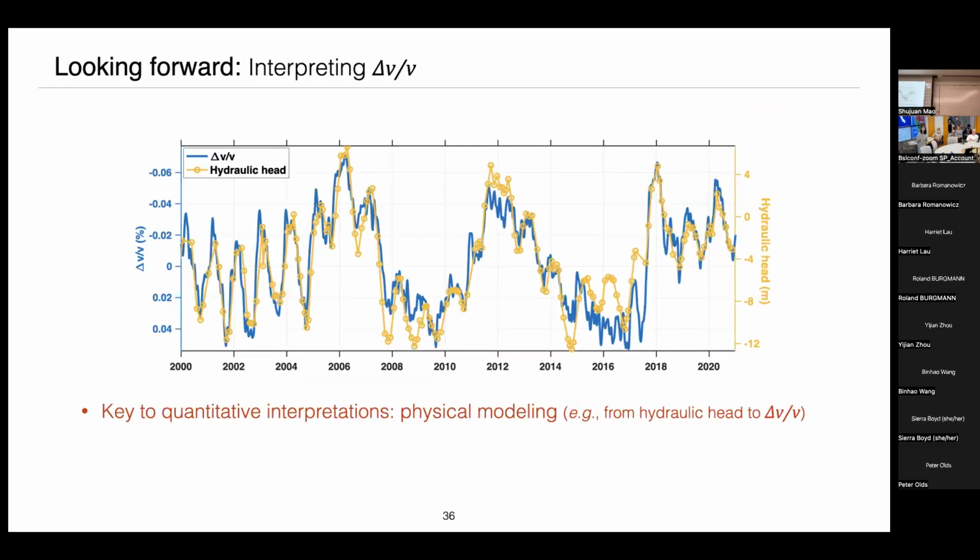Okay, then from a practical perspective, also as Taka asked, to really directly use delta V over V to do water management, or say other applications to dictate the decision making, we really need to quantitatively interpret delta V over V. So what I showed you today is only this correlation. It's a very good correlation, but looking forward, we must have a very good modeling from head data or other, say, practically interesting physical properties to delta V over V, to really understand and use delta V over V.